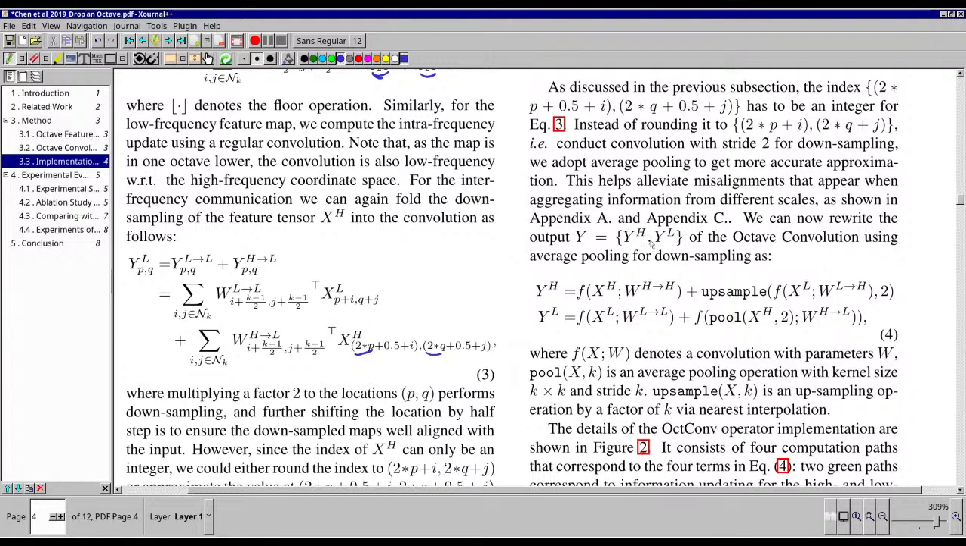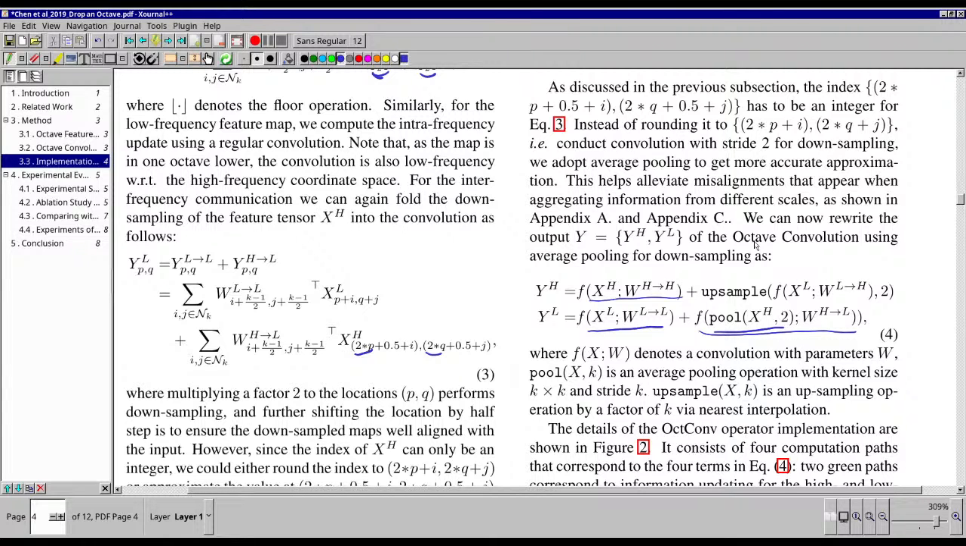We can now rewrite the output y into high and low parts of octave convolution, using average pooling for downsampling: regular convolution over the high part for high to high, regular convolution on the low part for low to low. But when it comes to low to high and high to low, they do average pooling on the high, then convolution, average pooling on the high, then convolution from high to low.